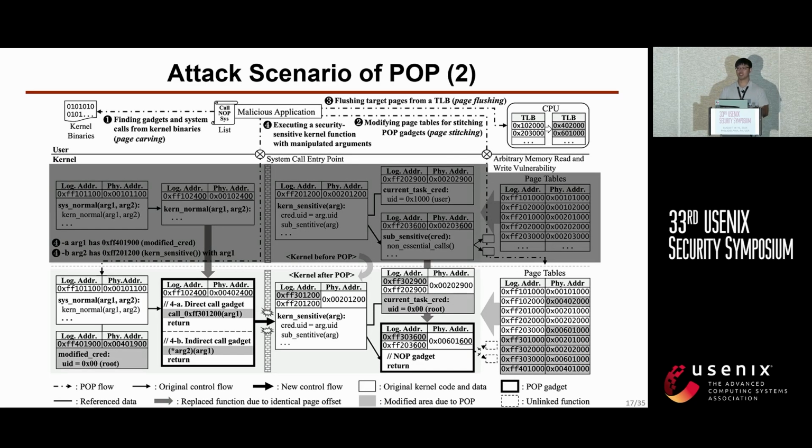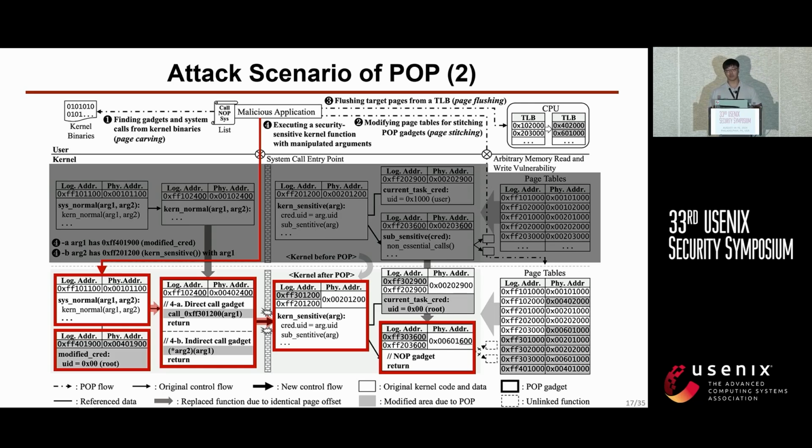However, POP is performed in three stages: page carving, page stitching, and page flushing. Then now we can create a new control flow using page remapping and eliminate unessential sub-functions from the kernel sensitive function.